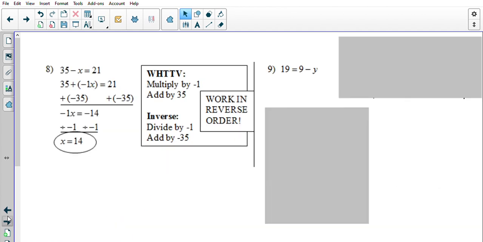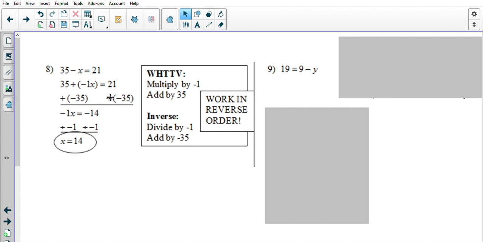Please add the opposite. So in this example 8 that's already done for you, 35 minus x is rewritten as 35 plus negative 1x equals 21. What's happening to the variable x is we're multiplying by negative 1 and adding 35. The inverse of multiplying by negative 1 is to divide by negative 1. The inverse of adding 35 is either to subtract 35 or add a negative 35. I would put add negative 35 here because making it plus negative 35 is a little easier. But again, if you prefer subtracting 35, that's okay too.